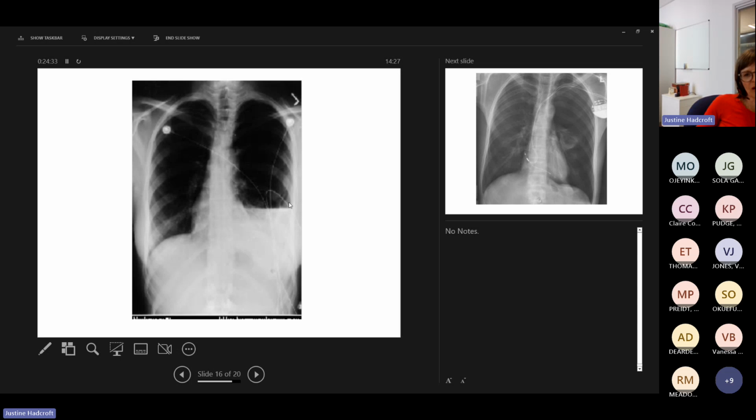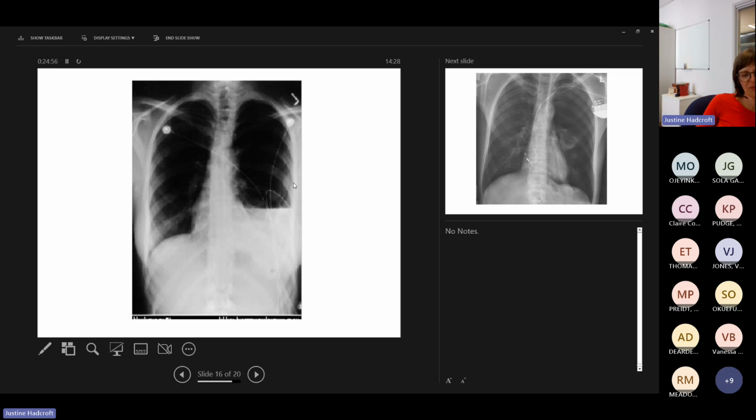So instead of curling up there, and this is what you see if you've got fluid and air in the hemithorax. So it's a hydropneumothorax. Hydro is water, pneumo is air, thorax is chest. So if you've got a pneumothorax and a pleural effusion, then you get this dead straight line with no meniscus there. So this is a left-sided hydropneumothorax.